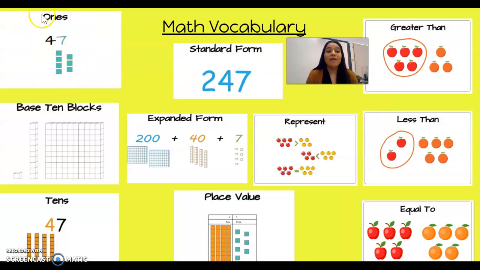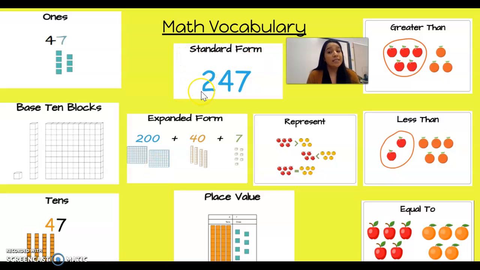Our first word that we have is ones. So ones is the smallest base 10 blocks we have, and it is the last digit of a number. So in the number 47, this is the last digit, 7. So we have 7 ones. Base 10 blocks, we have 3 different kinds of base 10 blocks. We have our ones, our 10 longs, and then our hundreds block. Our tens is going to be this first digit. So in the number 47, we have 4 tens. That first digit is the number 4. So we have 4 tens.